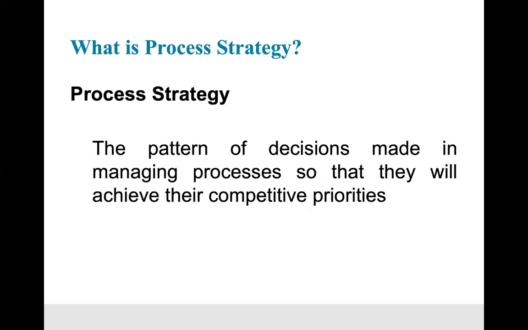Process strategy can be defined as a pattern of decisions that are made in managing processes so that they will achieve their competitive priorities. Different companies have different competitive priorities. And for a company to prosper, to be able to be effective in what it does, it has to fully outline what its competitive priority is. And once it's determined what that is, it will then try and align its processes to enable it to best achieve whatever that competitive priority or bunch of competitive priorities are.